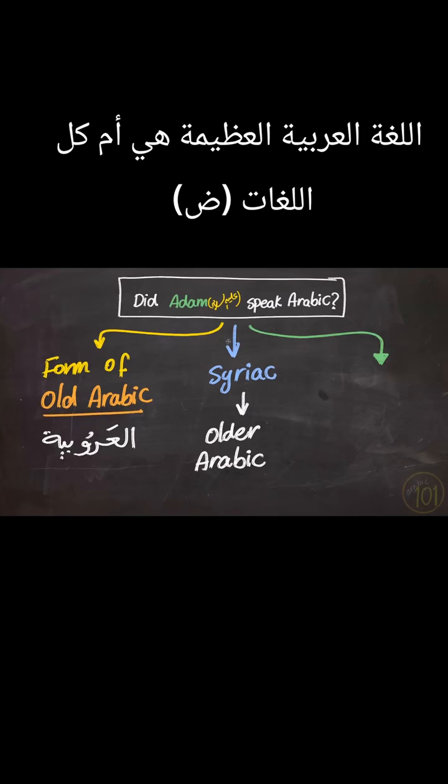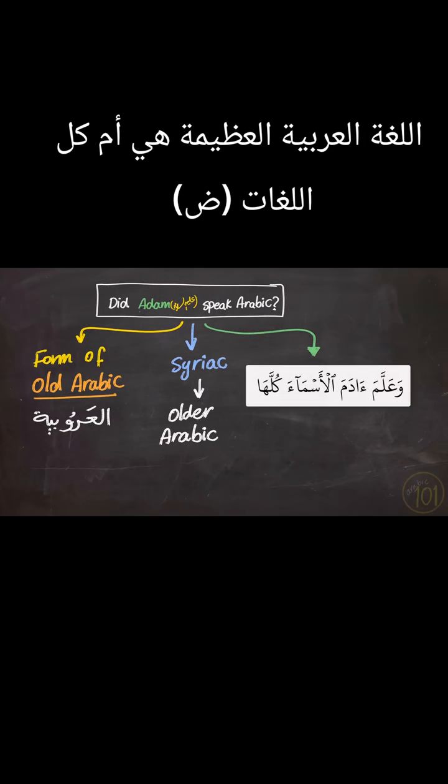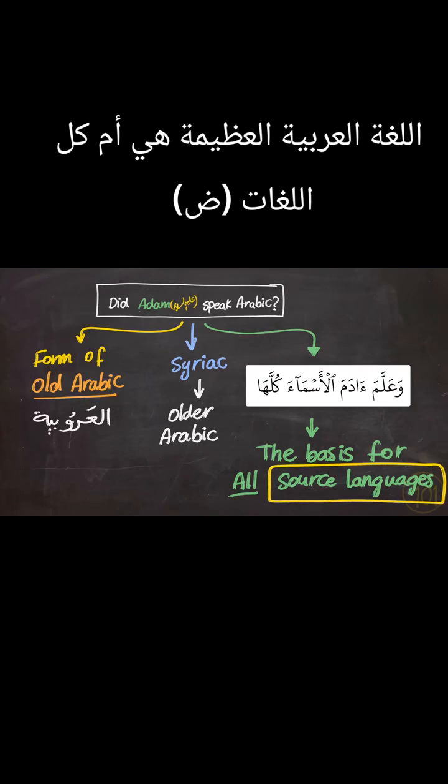Others say that when Allah said, وَعَلَّمَ آدَمَ الْأَسْمَاءَ كُلَّهَا, and Allah taught Adam the names, all of them. So for them, according to this ayah, Adam was taught the basis for all source languages, which then branched out to the languages we have today, which could also explain the similarities between different languages coming from the same source.